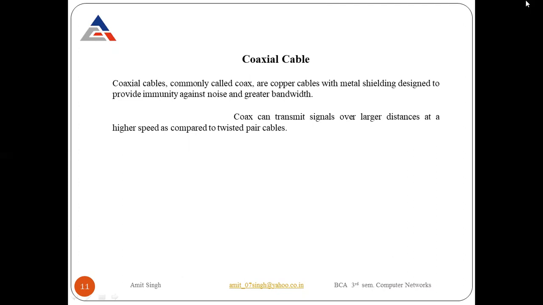Why is that metal shield there? To provide the immunity. Why? From where the immunity?